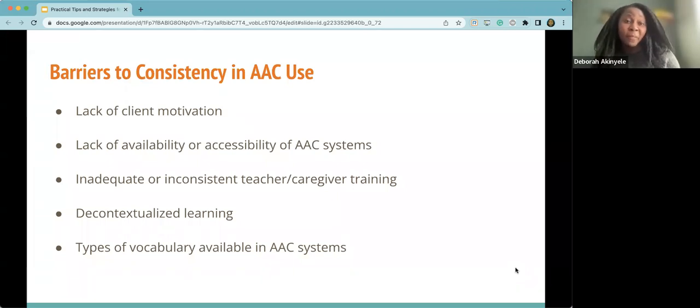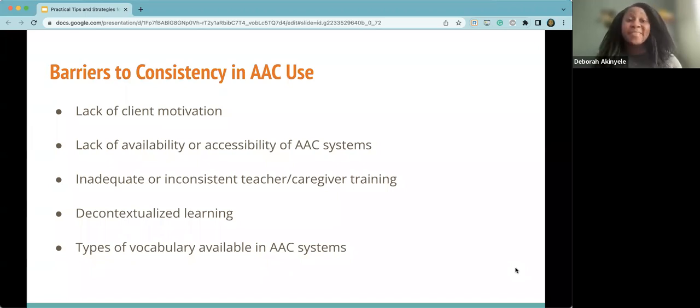Another barrier is just there not being a variety of AAC systems that are available or just accessible. One of those examples could be where you're looking at a client who would benefit from a certain type of AAC device or tool, but then that tool is maybe not available either because it's not available through their school district or through their insurance or any other reason why there is not a tool that would be appropriate for that client that's available for them to use.